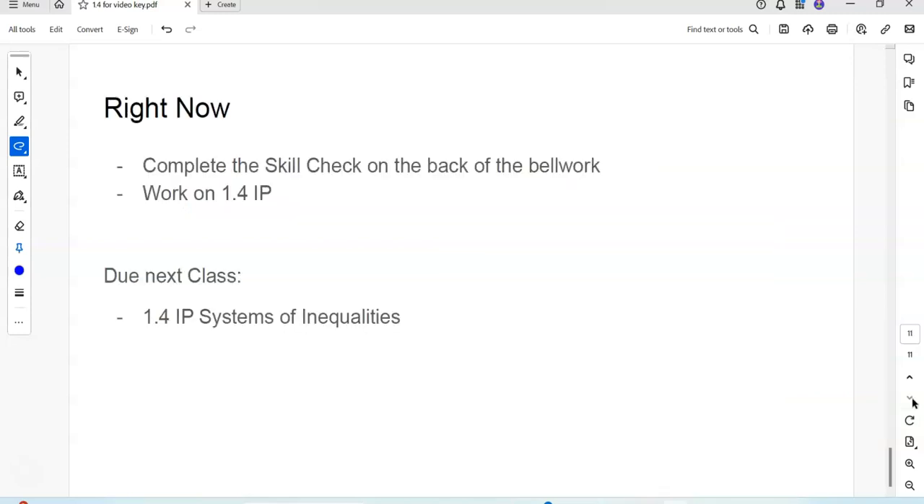And now what you're going to do is you're going to complete your skill check on the back side of the bell work. Turn that into the guest teacher when you get done, and then you'll work on 1.4 IP on Delta Math. And yes, tomorrow in class I will review this lesson and the 1.3, which hopefully you're doing okay with.